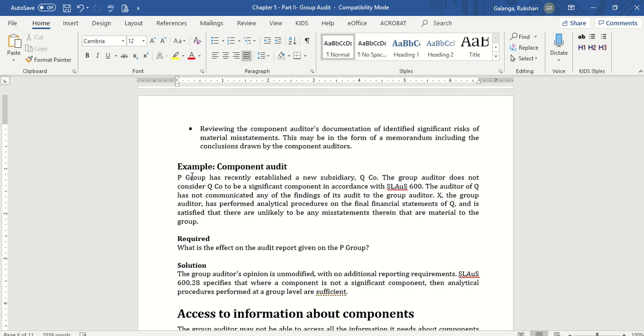P group has recently acquired a new company. New subsidiary called company Q.